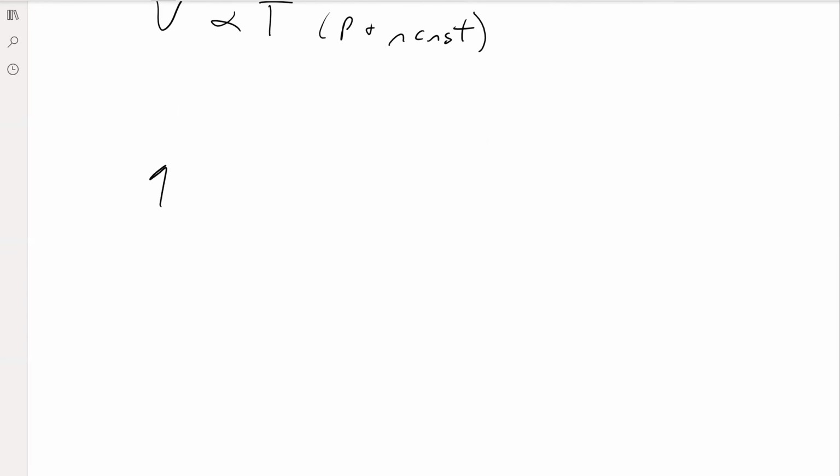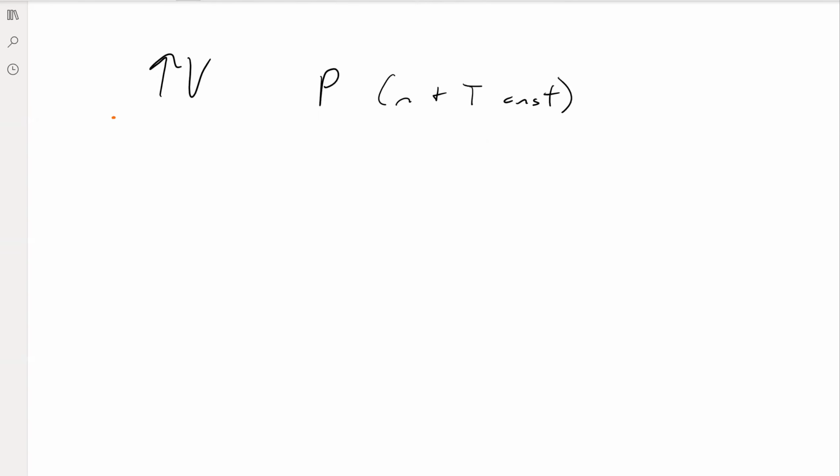Let's take a look at what happens when you increase volume. What happens to pressure if N and T are constant? Well, if we think about increasing the volume, that's basically more area. And so we're going to have our collisions occur less frequently. And so if we have fewer collisions, we would expect pressure to go down.